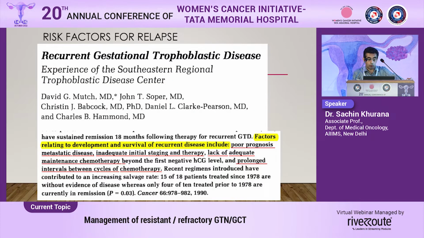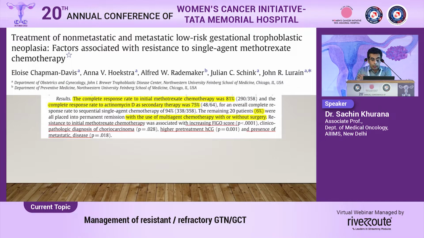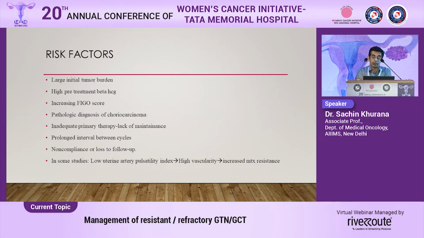So why will it relapse? What are the risk factors for relapse in a case of GTN? In this study, they noticed that poor prognostic metastatic disease, inadequate initial staging and therapy, lack of adequate consolidation therapy, and prolonged intervals between cycles of chemotherapy were the factors associated with increased risk of relapse in gestational trophoblastic disease. And in this study, they evaluated the factors associated with resistance to single agent methotrexate chemotherapy. Again, the factors associated were increasing FIGO score, a pathological diagnosis of choriocarcinoma, a higher pretreatment beta HCG, and presence of metastatic disease.